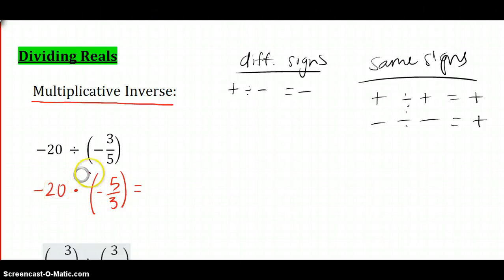So we have 20 times 5, which is 100. And this is really like 20 over 1 if you need to put the 1 there. And 1 times 3 is 3. And we have a negative times a negative, so our answer should be positive. And you can just leave it as 100 over 3. I don't really even want a decimal. Just leave it as 100 over 3, as long as this is simplified. And it is.